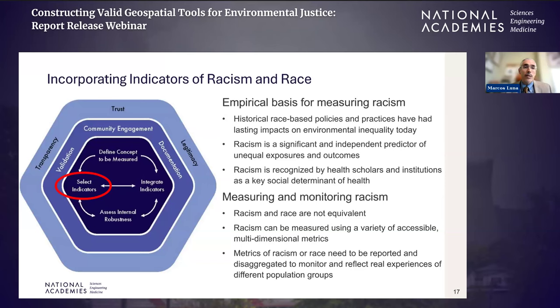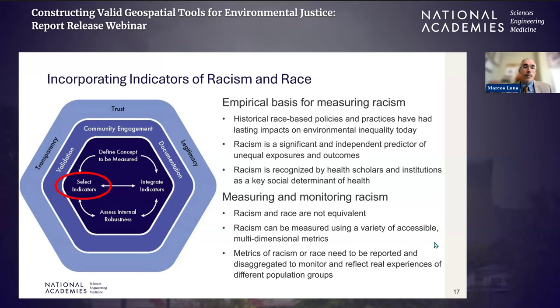Health science scholars, schools of medicine and public health, and health organizations now explicitly recognize racism as a key social determinant of health and a fundamental cause of health inequalities. Asthma, cardiovascular disease, cancer, diabetes, kidney disease, low birth weight, pregnancies, infant mortality, disability patterns, lower life expectancies, and on and on, often connected to differential exposures to environmental stressors.